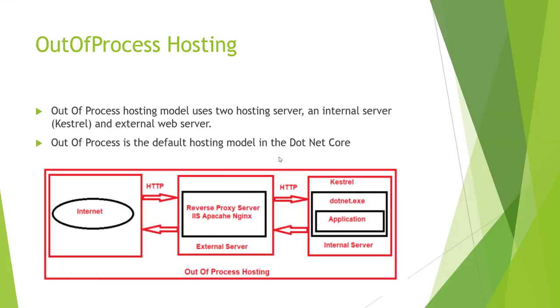Now let's discuss what out-of-process hosting is. In out-of-process hosting, there are two web servers. One is an internal web server, which is the Kestrel web server, and an external web server, which can be IIS, Apache, or Nginx. One thing you need to keep in mind is that, depending on how you are running your application with the out-of-process hosting model, the external web server might or might not be needed.